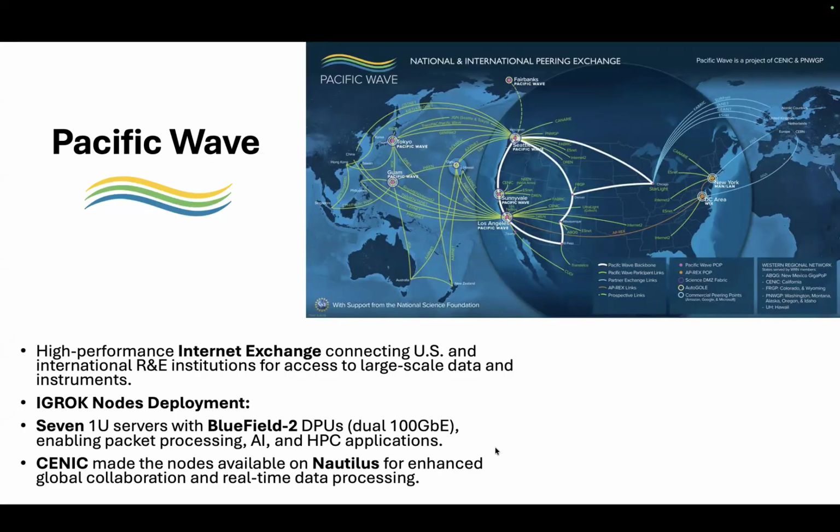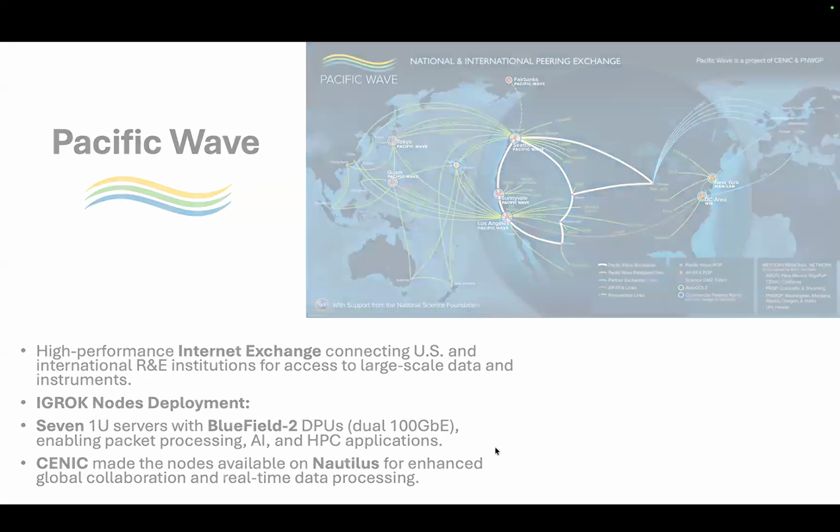So the iGrok nodes are 7 nodes that are deployed on the National Research Platform. They're one U servers, each one with a BlueField 2 DPU that has 2 by 100 gigabit per second Ethernet ports. And we use those, of course, for all sorts of AI, HPC applications, as well as packet processing and pipelines and telemetry. And the CNIC is the entity that made those nodes available on Nautilus and NRP for our use cases.